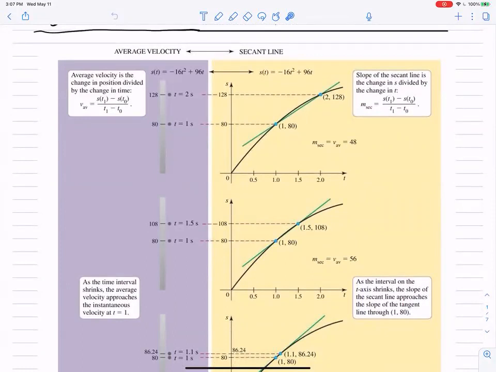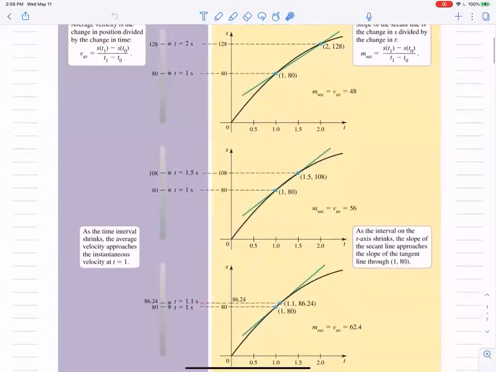And so there's a couple things I want to point out. The idea is that average velocity can be computed by taking 2 points, that point 1, 80 and this point 2, 128. If you take the slope between those 2 points, so s of t1 minus s of t0 over t1 minus t0, that gives you the average velocity between 2 points. And so that's how fast we travel from 1 second to 2 seconds, if these are our position functions at any point. And that's also the same thing as the slope of the secant line. And so the average velocity and the slope of the secant line are the same thing.